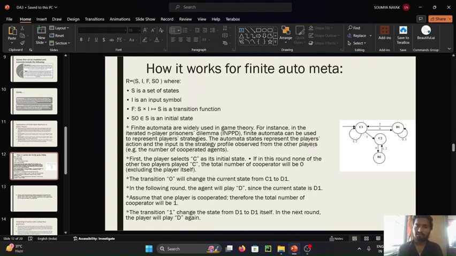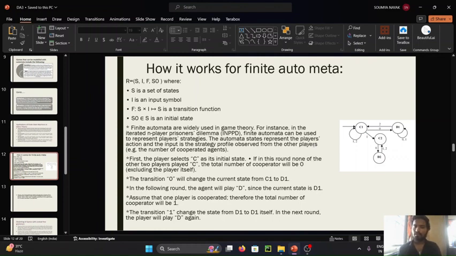So what is happening here? For instance, in the iterated n-player prisoner's dilemma, the finite automata can be used to represent player strategies. The automaton states represent the player action, and the input is the strategy profile observed from the other players. We have C1 as the initial state. If in this round none of the other two players cooperate, we can call it C, and the total number of cooperators will be zero, excluding the player itself. Transition zero will change the current state from C1 to D1.